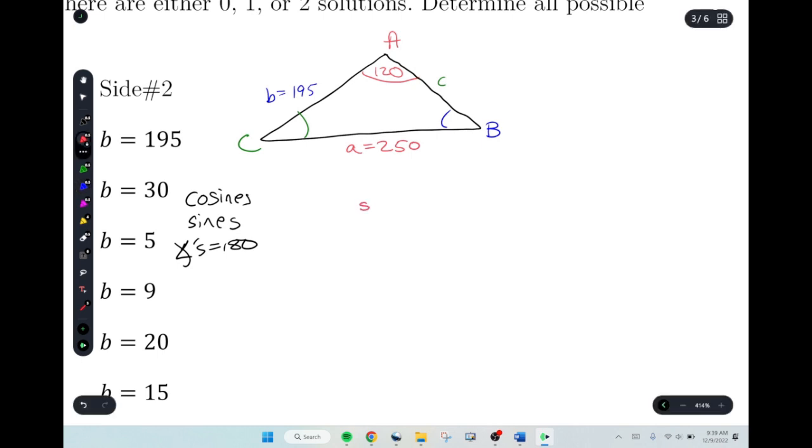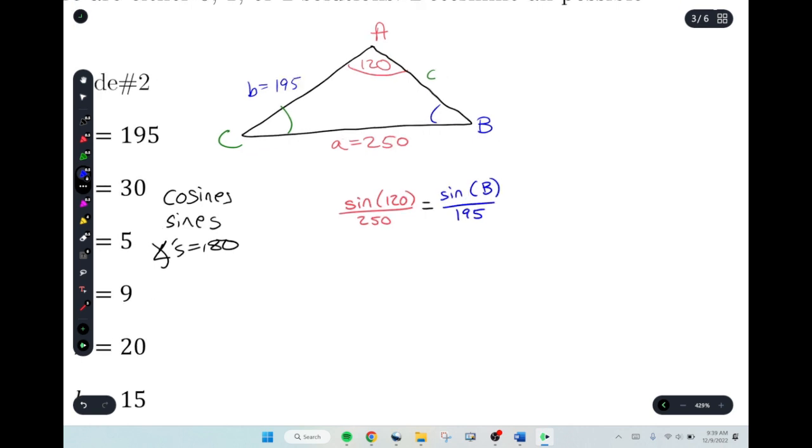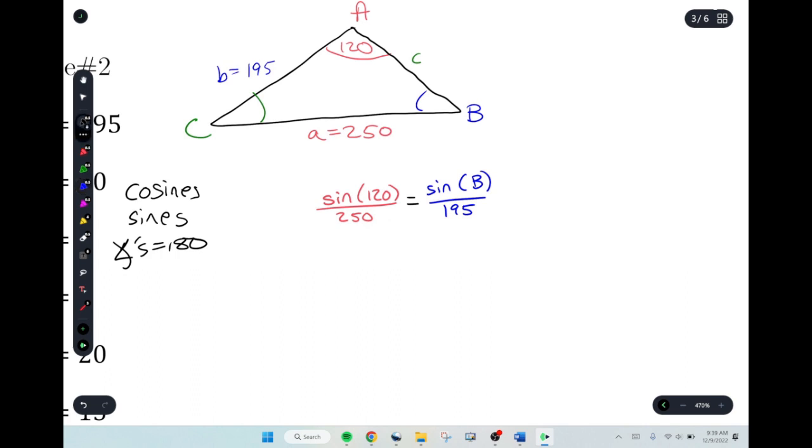Okay, hang on. You're saying sine of 120 over 250 equals the sine of B. Wait, is it cosine or sine? No, I know, I wrote it wrong. And here's where you're saying, why does the calculator help? Here's where the calculator helps. I don't know how to do arc sine without a calculator. This is the only reason you need one.